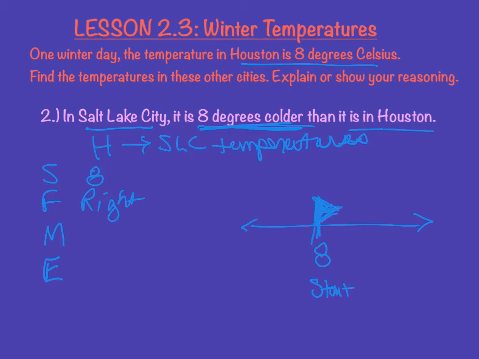Okay, now move 8 degrees colder. Colder means -8. If it's negative, I'm moving back. In this case, I'm moving back 8 places, so I'm moving away from the place I'm facing. I'm moving in this direction, 8 places. Well, if I move 8 places in this direction, I'm going to end up at 0, because my start is 8 places away from 0. So I now end at 0.